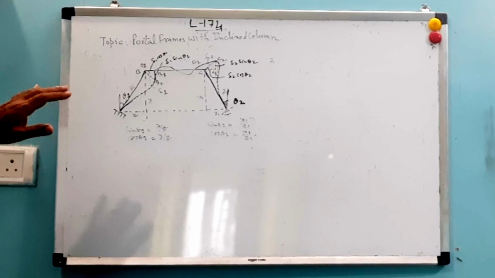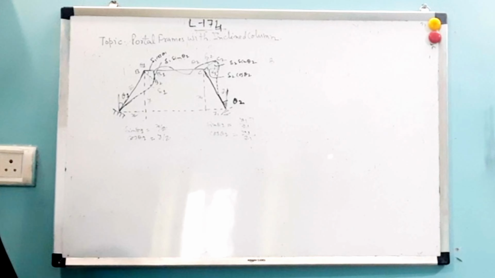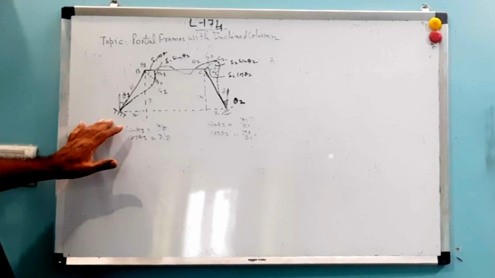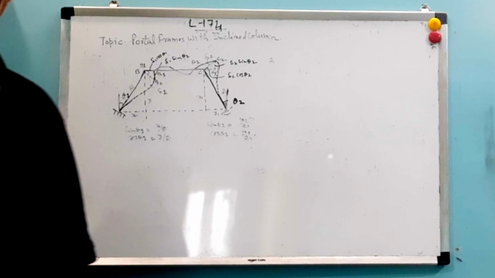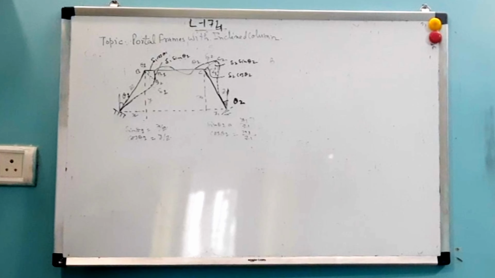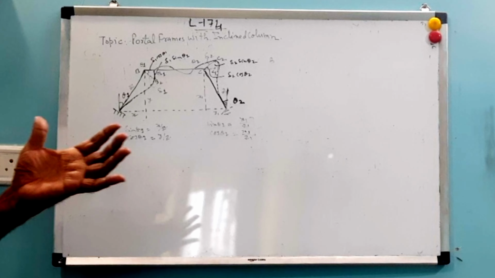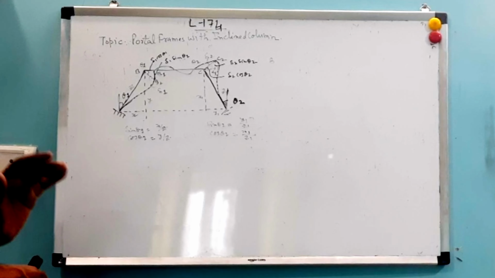We will try to discuss the portal frames with inclined columns. Suppose it is a frame in which maybe one column or both columns may be inclined. So what will happen due to sway, how much moment will be created? That is part of our study.